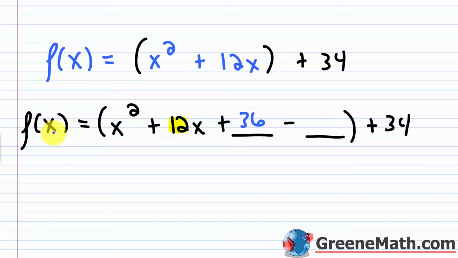So what I'm going to do is subtract 36 as well. So 36 minus 36 is 0. I haven't changed anything mathematically. I can always add 0 to something. It's not going to change anything.